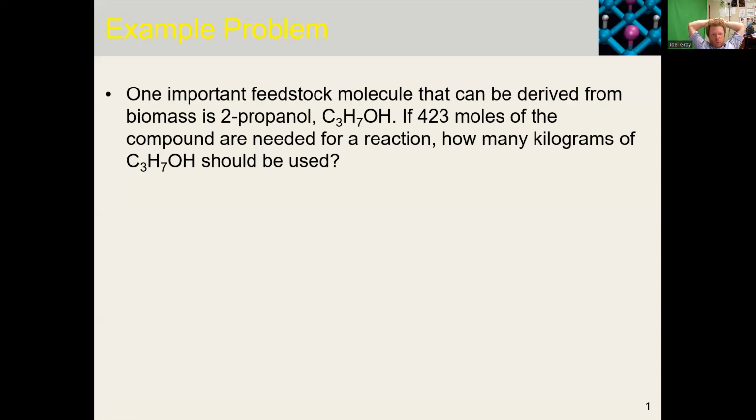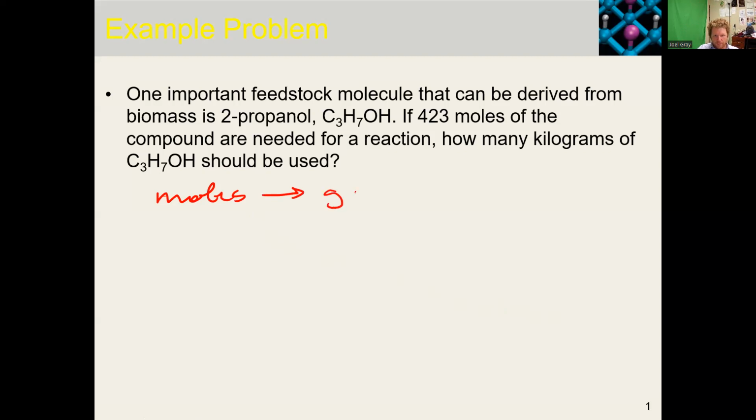Okay, so my PowerPoint is going to begin sharing, and there we go, and recording is going. One important feedstock molecule that can be derived from biomass is known as 2-propanol, C3H7OH. If 423 moles of this compound are needed for a reaction, how many kilograms of C3H7OH will be used?